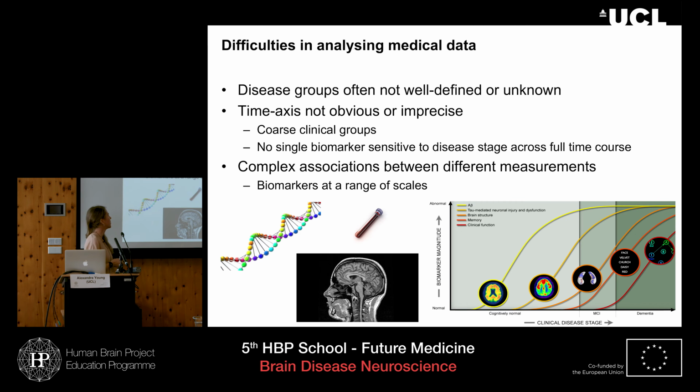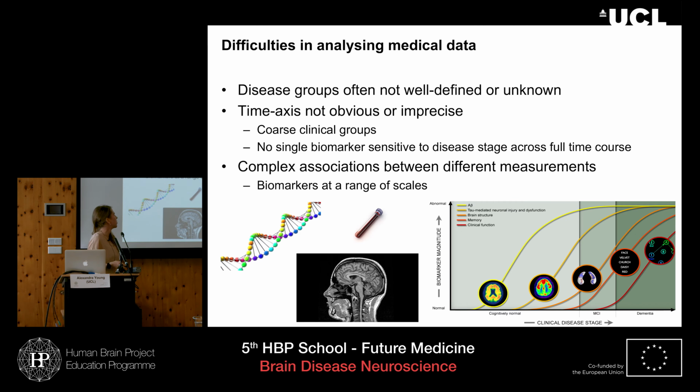Equally, if you try and measure against biomarkers, say a cognitive test score, no single biomarker would be sensitive to the disease stage across the full time course. So a cognitive test score would necessarily not be sensitive to the pre-symptomatic stages.